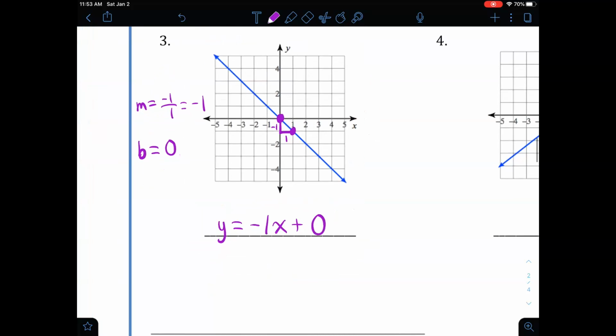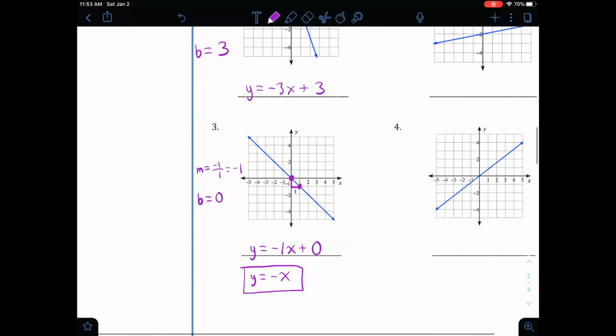Can I simplify this, though? And the answer is yes, I can. I can rewrite it as y equals just negative x without the plus 0. Negative 1x is the same thing as negative x.